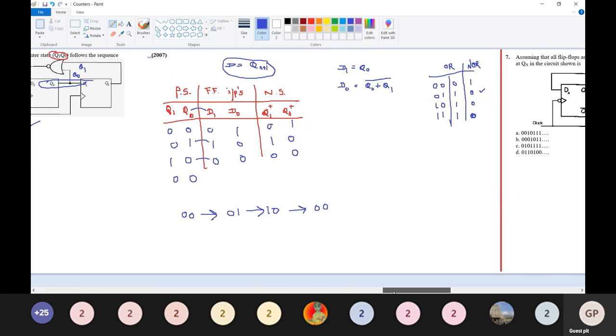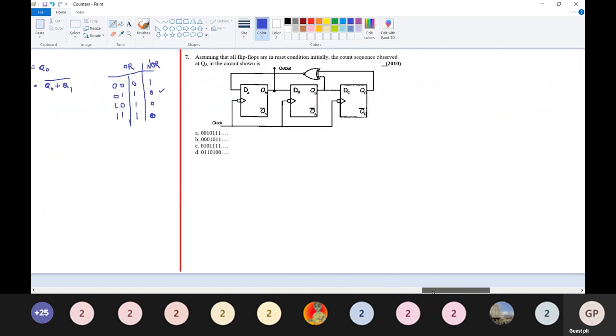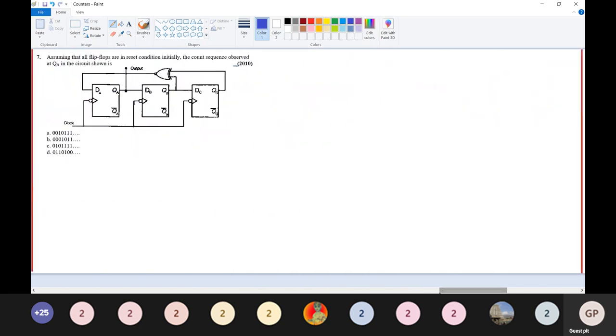We'll move to the next question. Assuming that all flip-flop inputs are in reset condition initially, so initially all are 0, 0, 0. Reset condition.